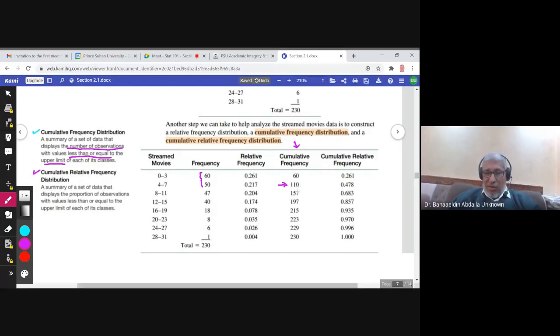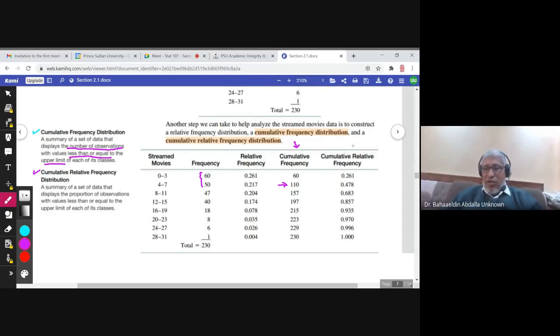And so on. The number of observations less than or equal to 11, you add 47, so you get 157. The number of observations less than or equal to 15, you add 40 to 157, you get 197. So this is how we get the cumulative frequency. So if he asks me a question, how many observations are less than or equal to 27? Your answer should be 229. So this is the cumulative frequency.